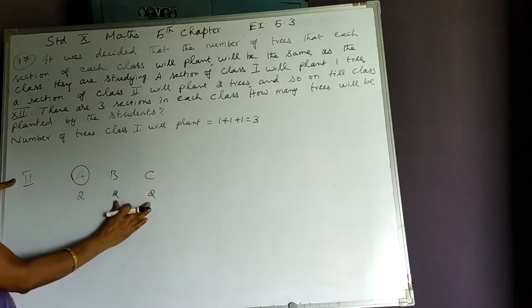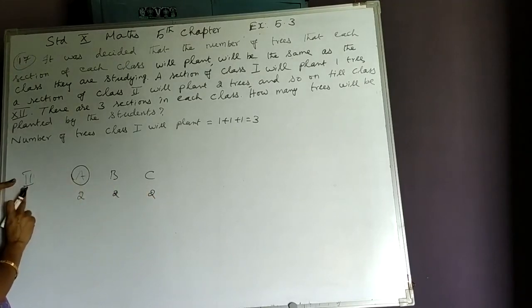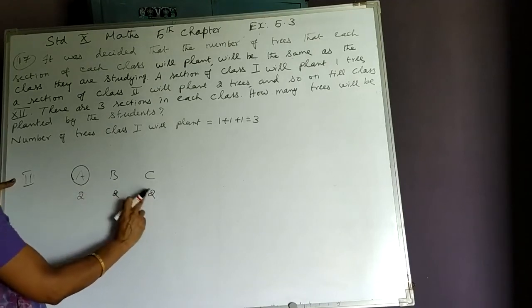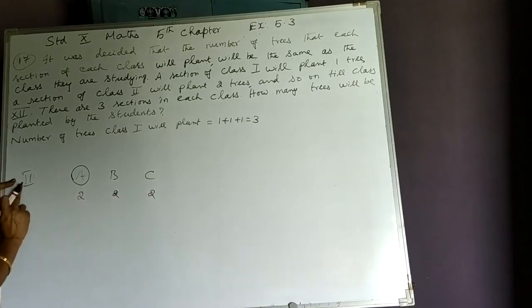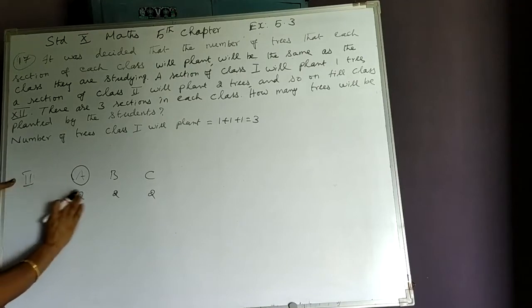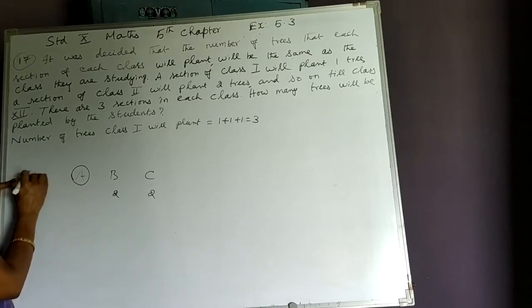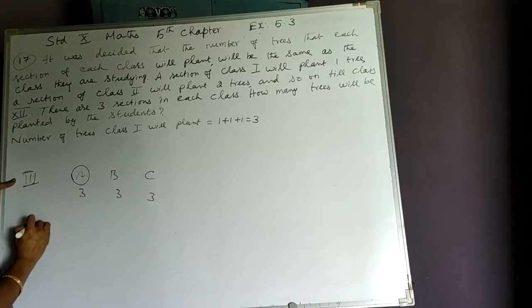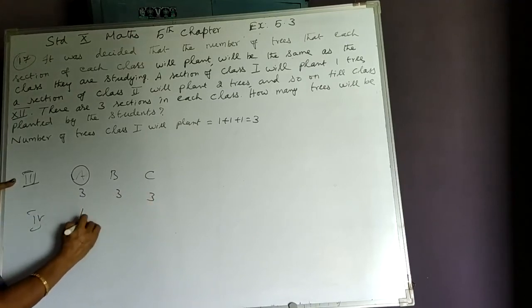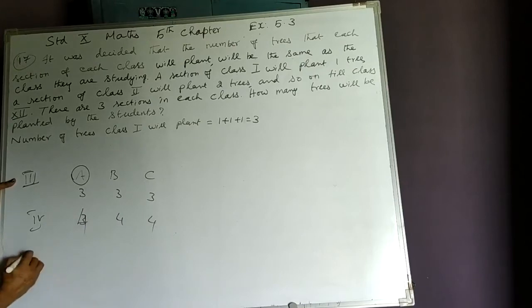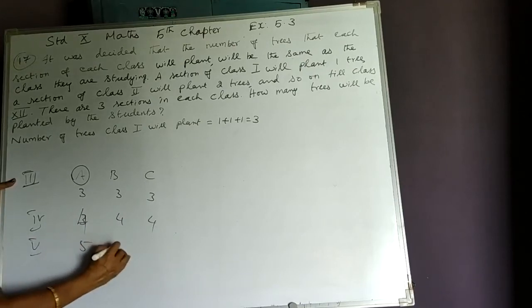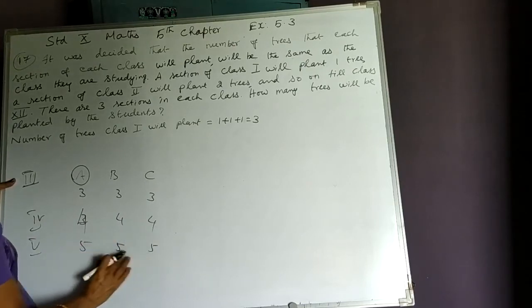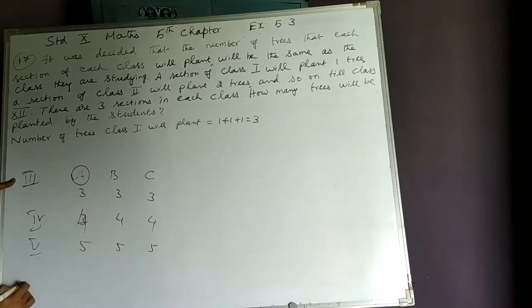So what is the total number of trees planted by second standard? 2 plus 2 plus 2. 6 trees are planted by second standard. Third standard, each division will plant 3 trees. Fourth standard, each division will plant 4 trees. Fifth standard will plant 5 trees in each division. It's going on like this till standard 12, right?